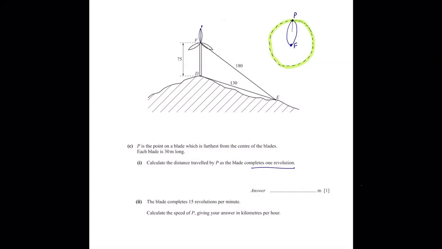Point P was actually 30 meter from the center of the blade, that is F. So you can see that there is a circle, and this shaded path is the circumference of a circle with a radius of 30. If the question says calculate the distance traveled by P, basically you need to calculate the circumference of the circle. And what is the circumference of a circle equal to? 2 pi r.